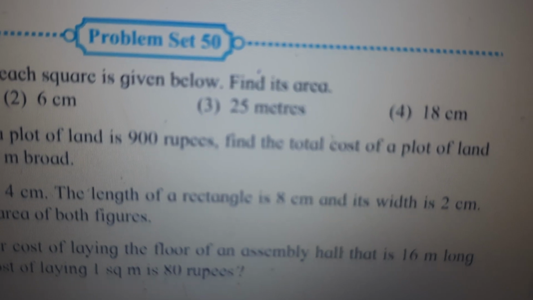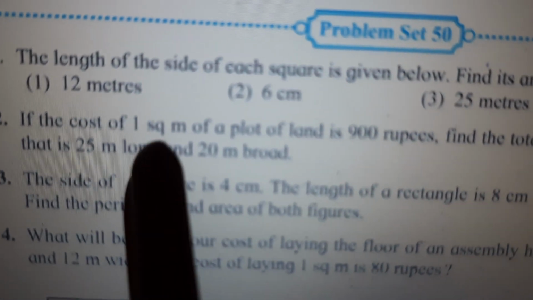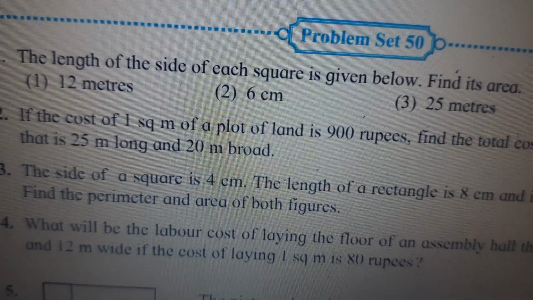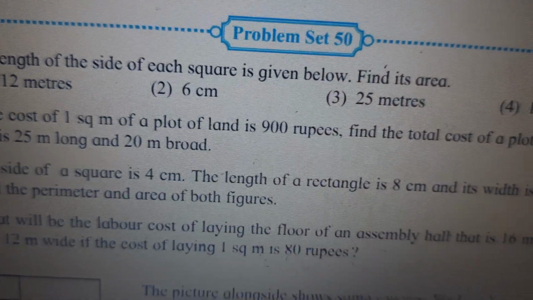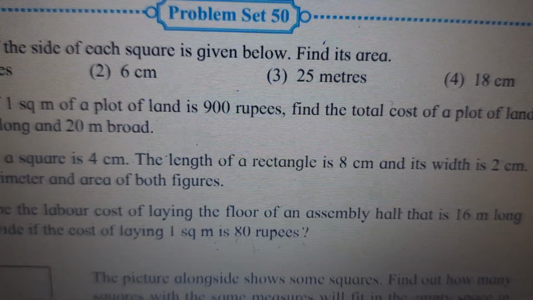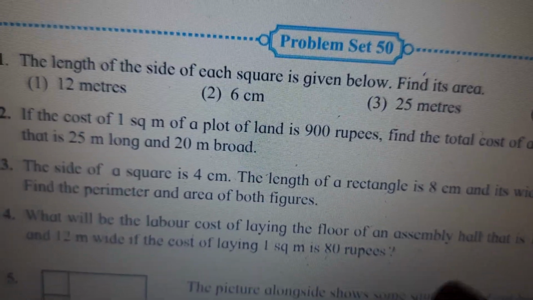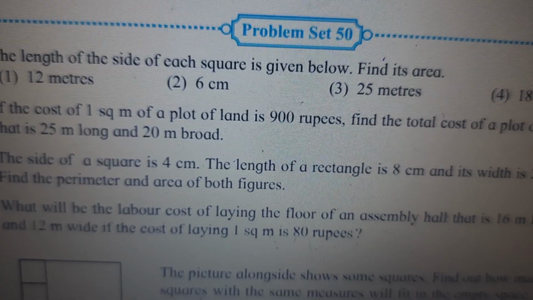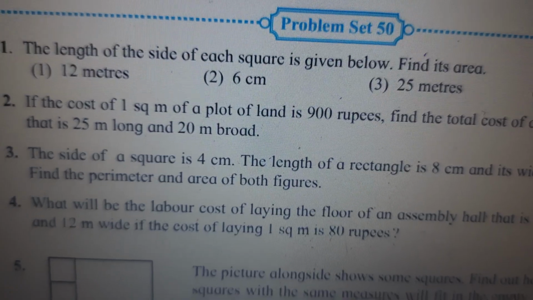This you will do for homework all by yourself. Okay, 18 centimeter. Now the second main question: if the cost of 1 square meter of a plot of land is 900 rupees, find the total cost of a plot of land that is 25 meter long and 20 meter broad.